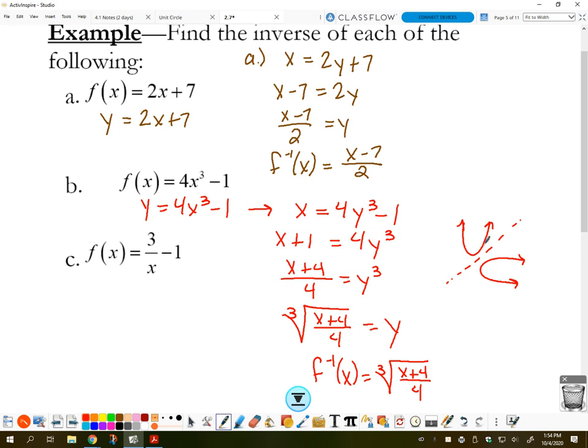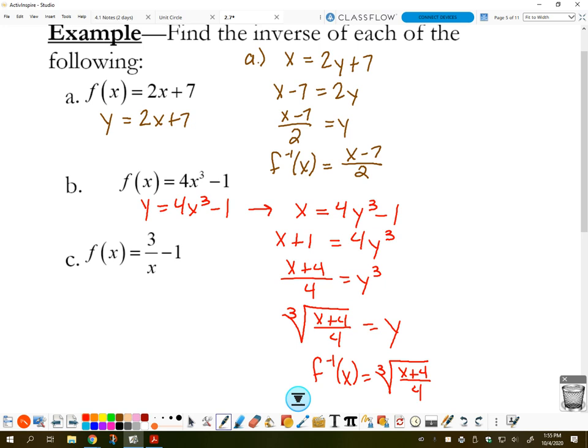So if we have something that is a square or a 4 or a 6, any even exponent, they're going to have to restrict the domain if they want you to find the inverse, because the inverse is not going to be a function if we don't restrict the domain and say I just want the left side or the right side. So if you see something with a little statement behind it that says if x is less than 1, that's what that statement means: we're restricting the domain to make this thing work out.